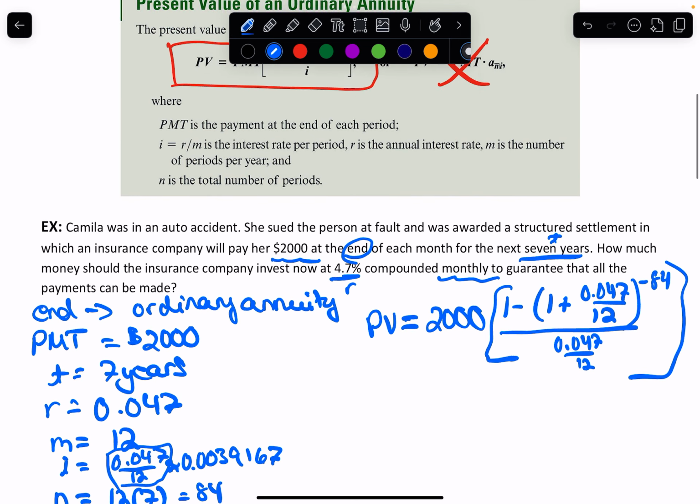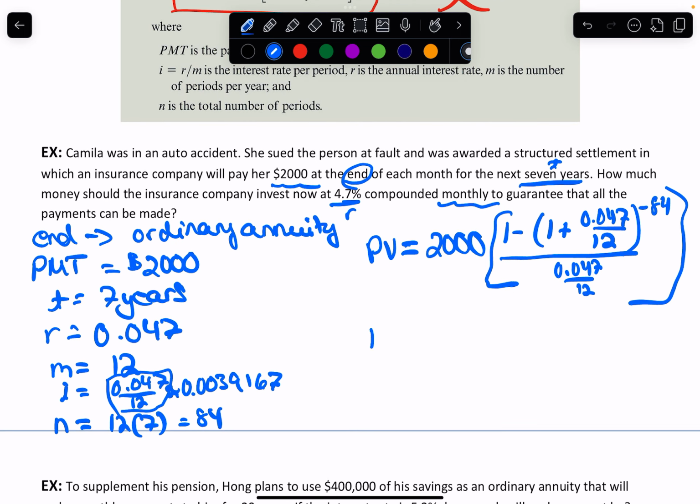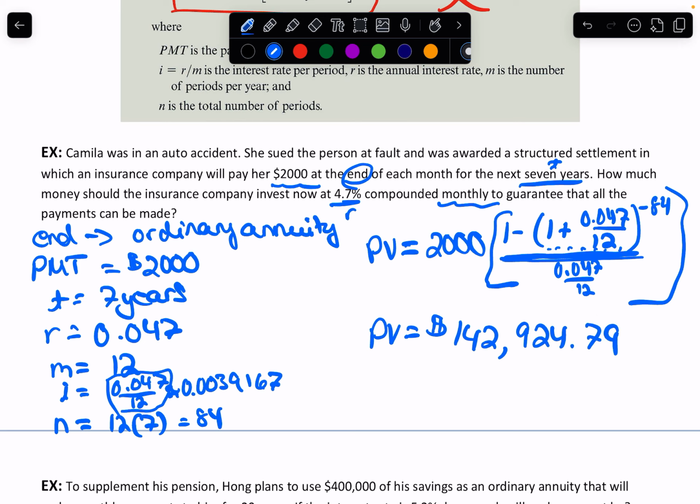We need to be careful when we plug this into the calculator. Do the innermost parentheses first, and remember that this fraction line acts as if there are parentheses on top of it and on the bottom of it. So $142,924.79 would be the present value.